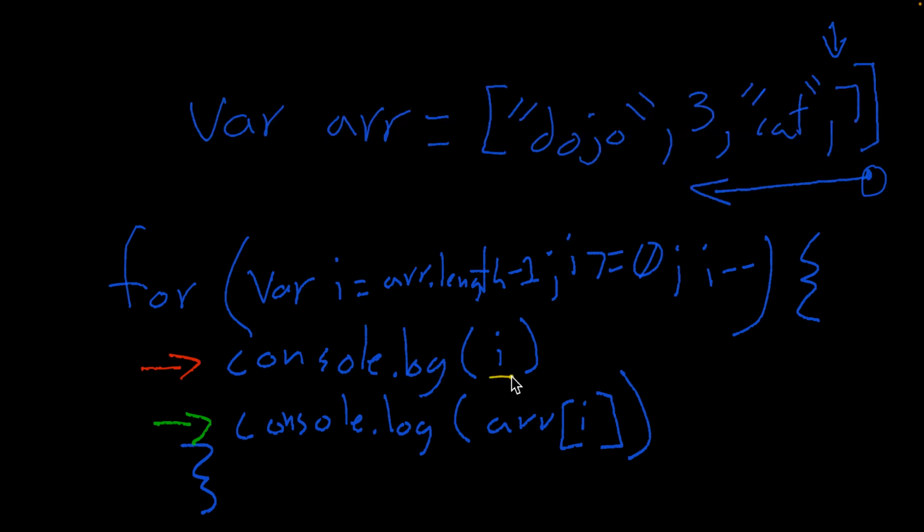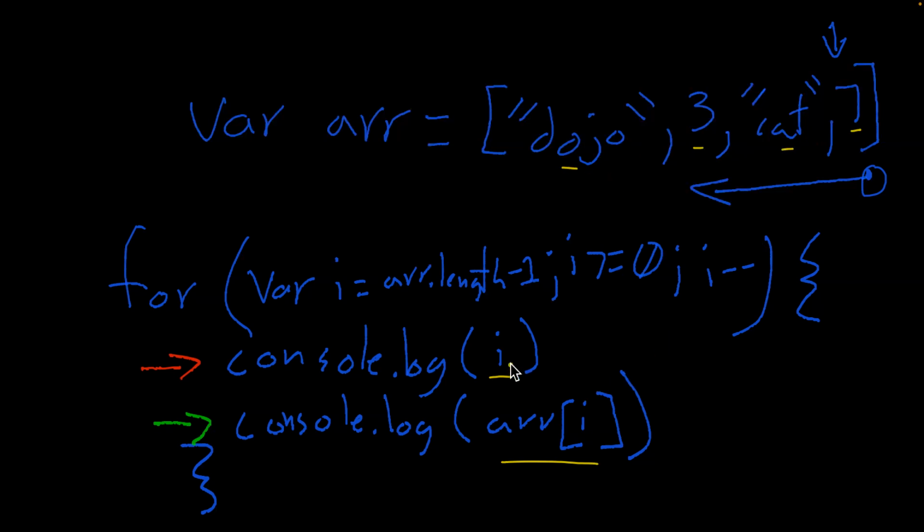This is the index. So this is just going to be a number, right? It's a number value. This is the value at that point in the array. The array at i, the array at this number, is the value at that index point. So this would print what's in the array: 7, cat, 3, and dojo, like it was said.